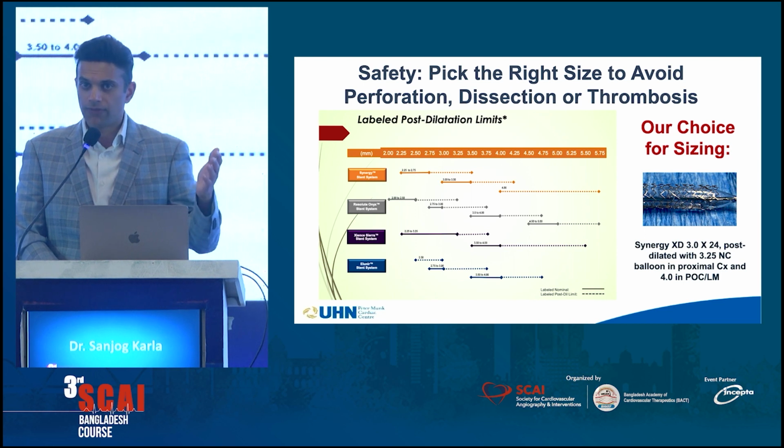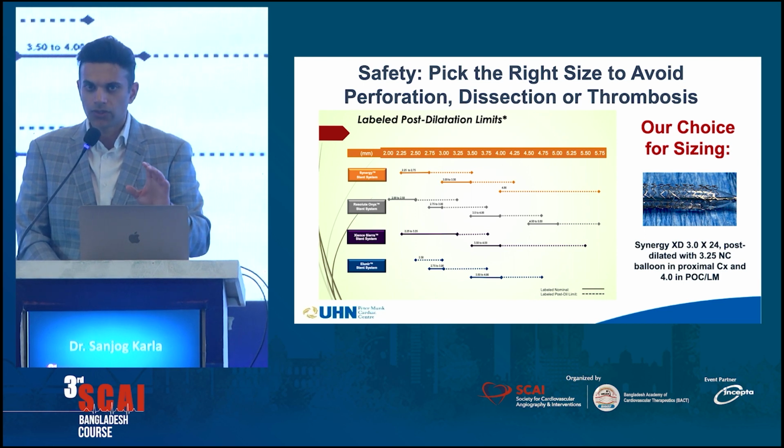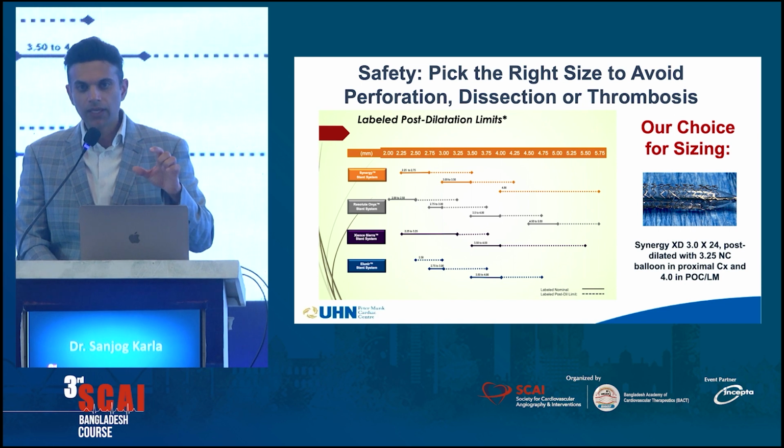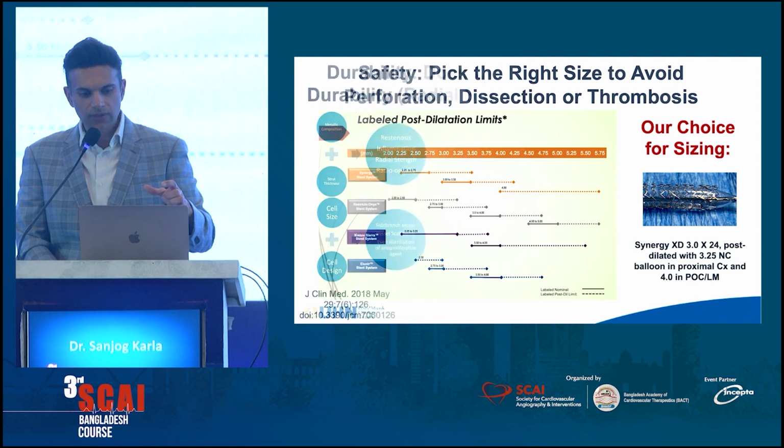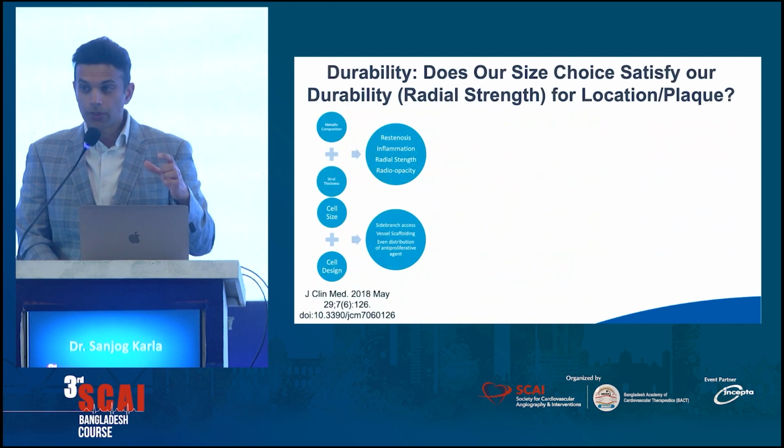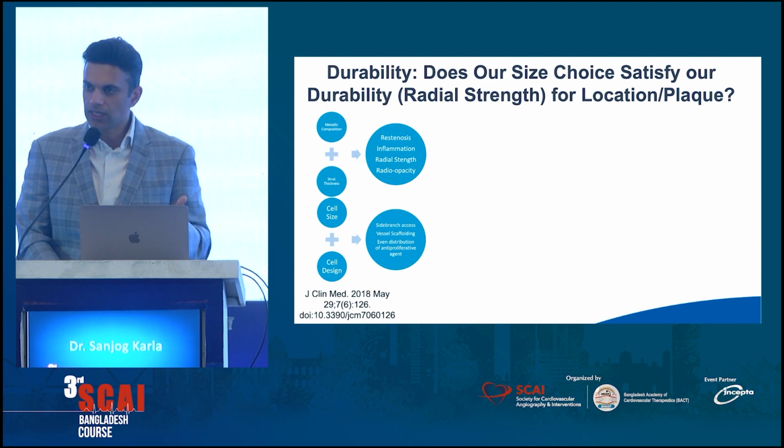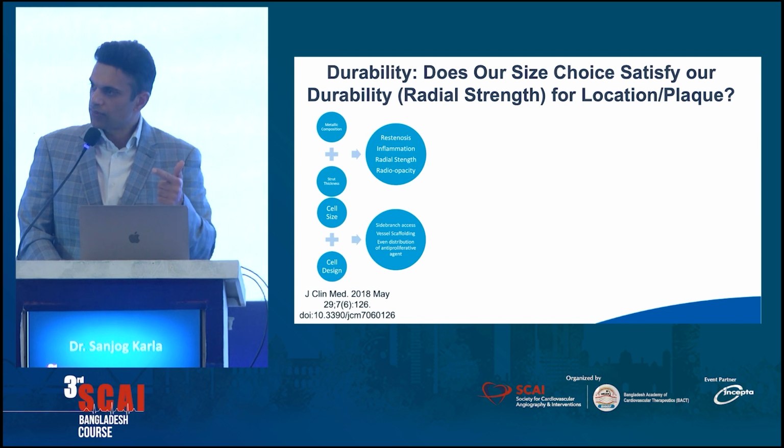Off-label goes to 4.5, on-label 4.25, right? So in that regard, we had made a reasonable choice from the sizing perspective. But did it fit the rest of our needs? From the durability perspective, the question we ask ourselves is, does our stent choice satisfy the durability needs for the plaque and for the location, right?